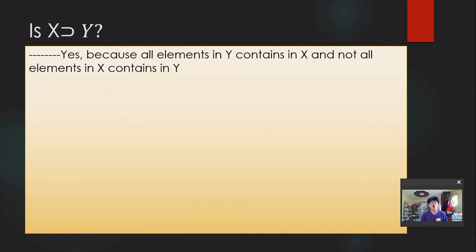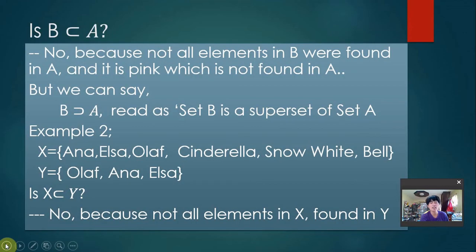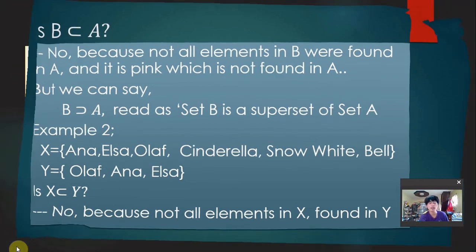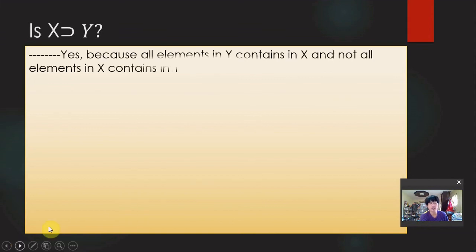Y has only, how many elements are there in Y? How many elements? Let's review. Okay, how many elements in Y? There are only 3. And how many elements in X? There are 1, 2, 3, 4, 5, 6. So therefore, X is a superset of Y. So our answer is yes. So this question is a big yes.